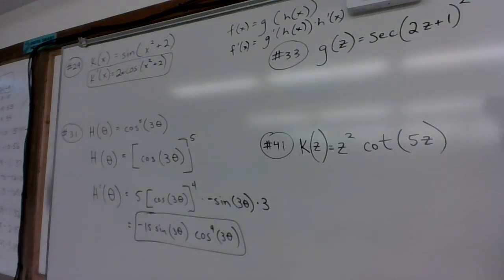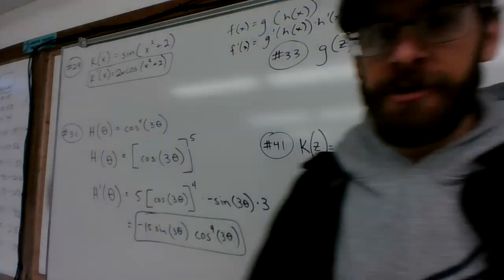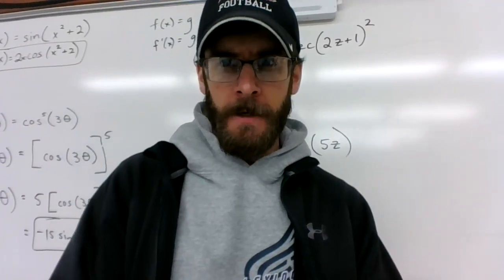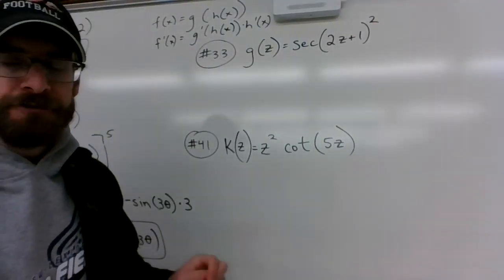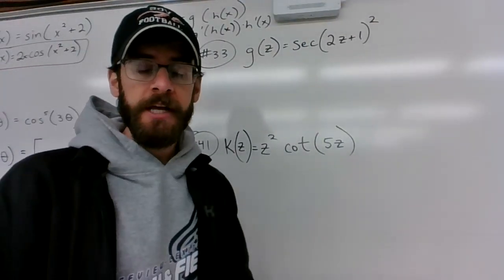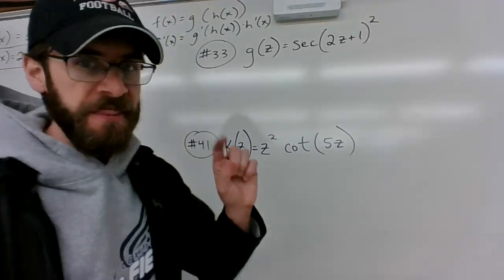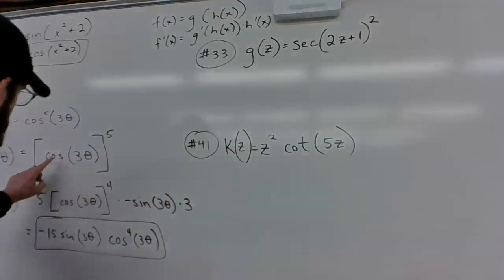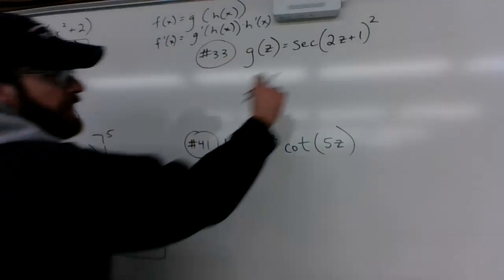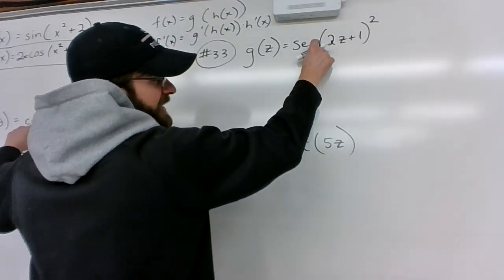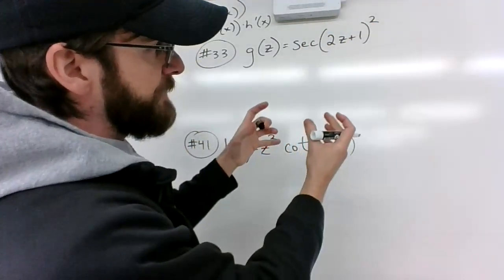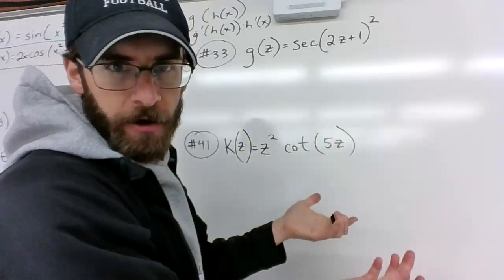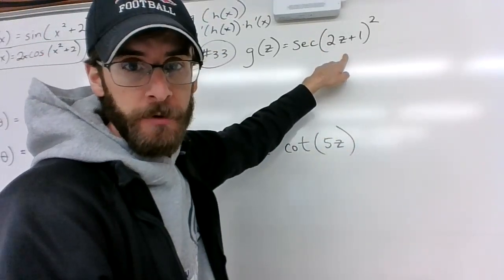Let's check out 33 and 41. All right, so we're talking secant of 2z plus 1 to the 2 power. Now, this is different notation than that. We would have to have the 2 right by the secant to think of this as secant of 2z plus 1 times itself. It's just the angle that's being multiplied by itself.